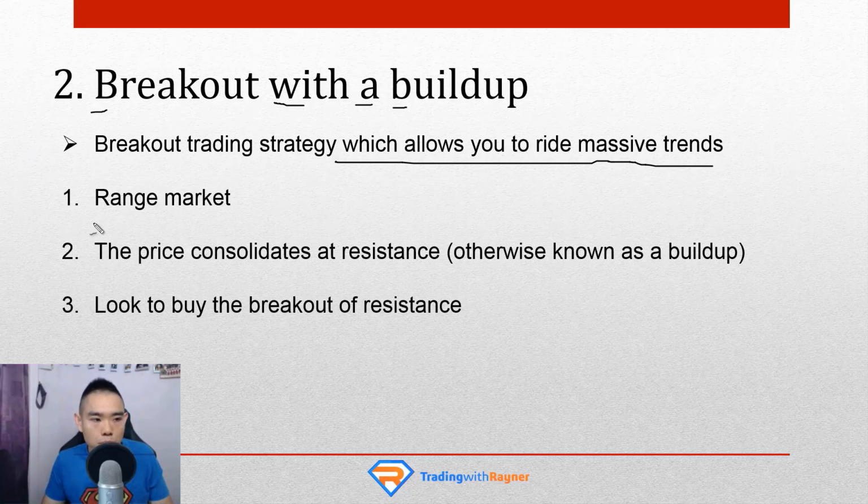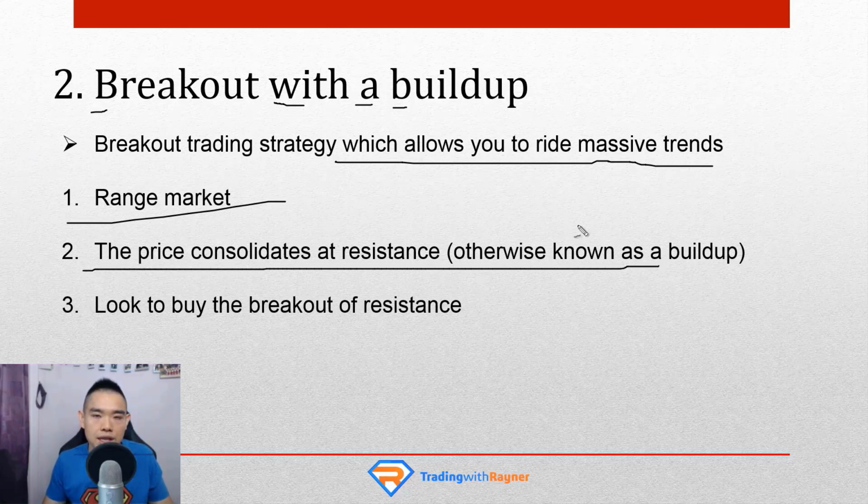So what you're looking for is, number one, a range market. The market has to be in a range. So if you want something more objective, look for a range of at least 80 candles or more. Then the price consolidates at resistance, otherwise known as a build-up. So this is where the price is at resistance and it starts consolidating for like 10 candles or so, forming a very nice tight consolidation. I call this a build-up. And then you'll look to buy the breakout of resistance after the build-up has been formed.